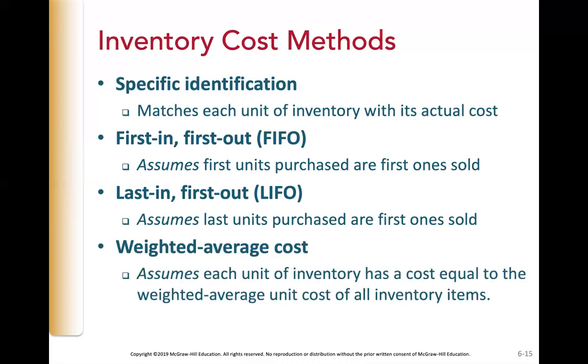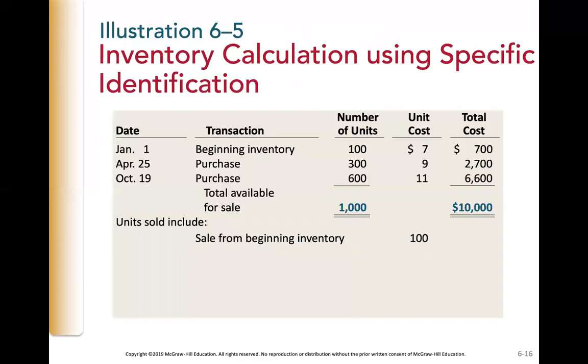Lastly, we have weighted average cost. Weighted average cost assumes each unit of inventory has a cost equal to the weighted average unit cost of all inventory items. For this chapter, we're going to be looking at Mario's Game Shop. So, first of all, we'll look at specific identification.